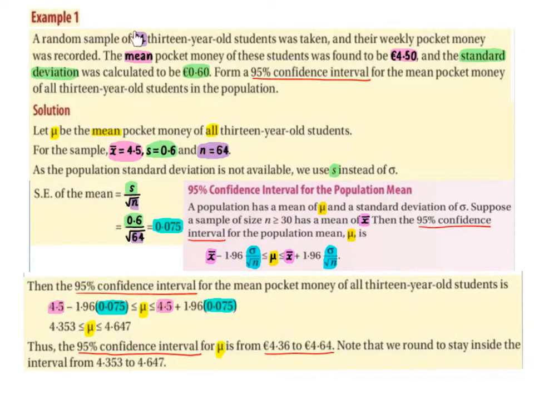A random sample of 64 13-year-old students was taken, and their weekly pocket money was recorded. The mean pocket money of those students was found to be €4.50, and the standard deviation was calculated to be 60 cents. Form a 95% confidence interval for the mean pocket money of all 13-year-old students in the population. So let the mean be the mean pocket money of all 13-year-old students. For the sample, x bar is equal to 4.5, s is equal to 0.6, and n is equal to 64. So we got all of this from the question.